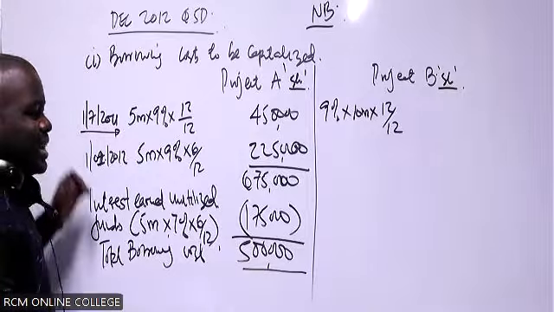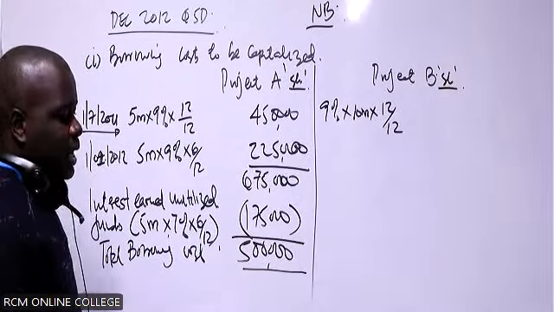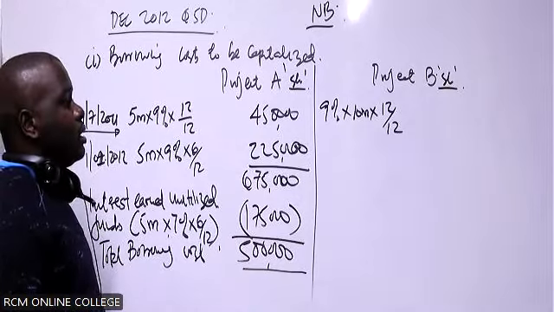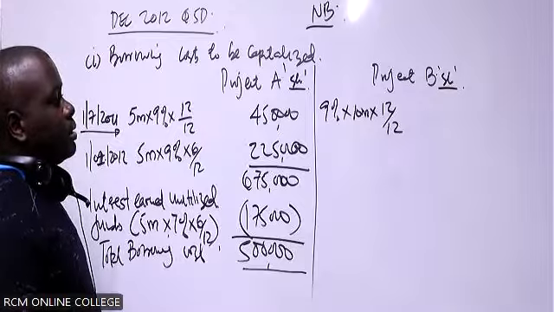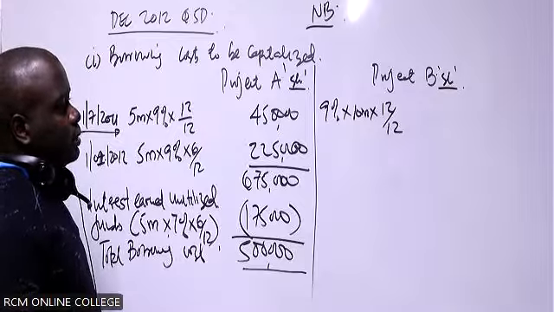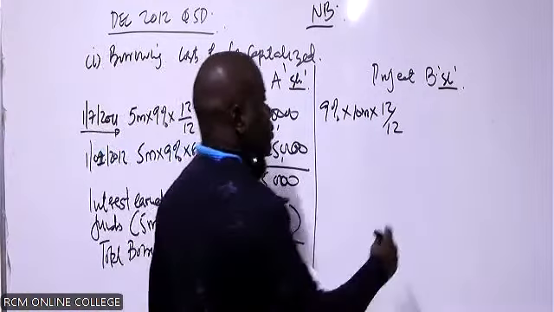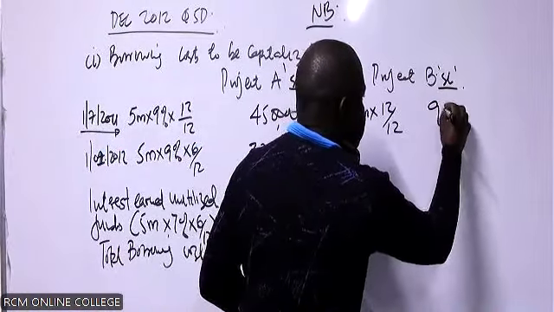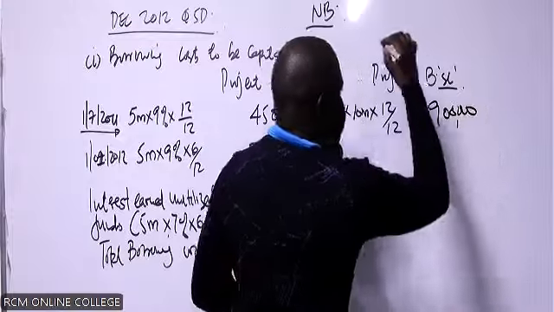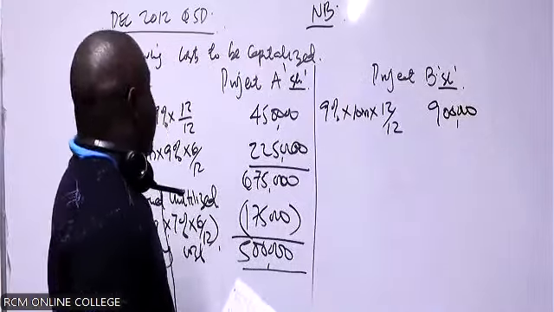And therefore, you'll take 9% times 10 million times 12 out of 12. How much are you getting? 900,000. Is it 900,000? Confirm. It is 900,000, yes.